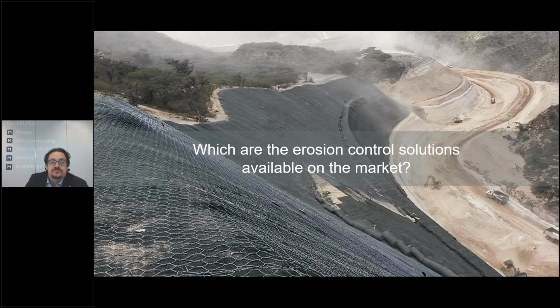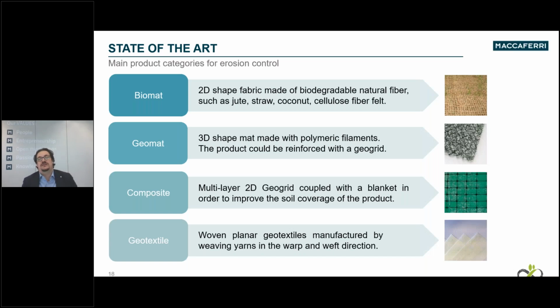So which are the erosion control solutions available on the market? In the research done by Professor Bischetti, he tried to collect all the bibliography available on the different erosion control products. And he defines 4 main categories of product.